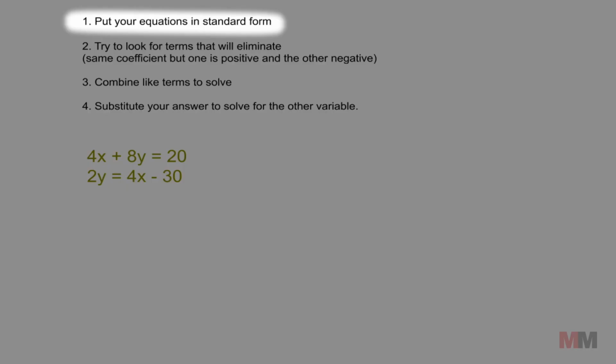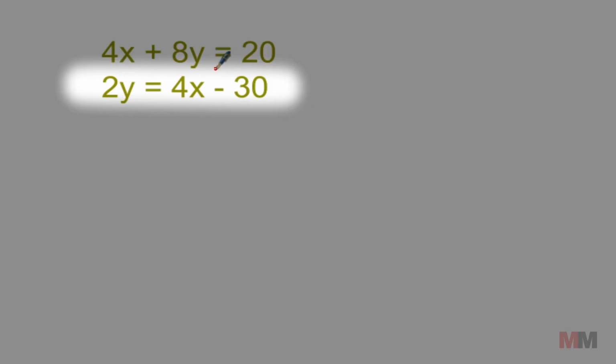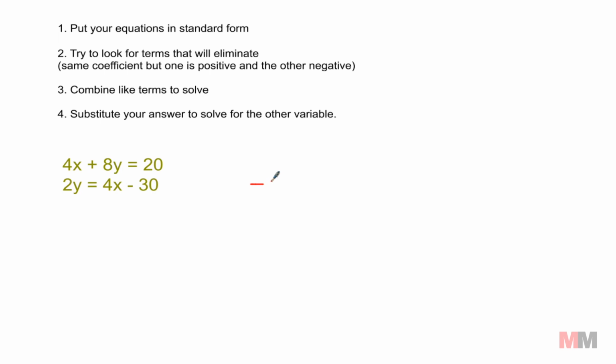Number one, always make sure that your equations are in standard form. If you look at this one, that one checks out, but the bottom one is all messed up. So just determine what's messed up, and it is this 4x. It's on the wrong spot. So if you want to flip it to the other side, then you just have to change its sign, and we can rewrite that as negative 4x plus 2y equals negative 30.